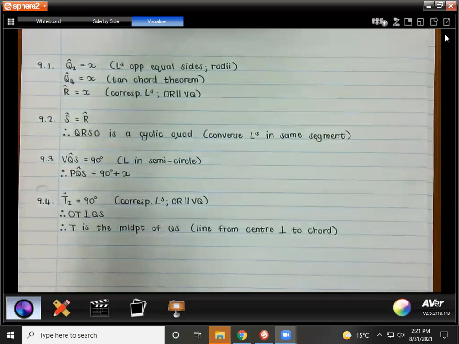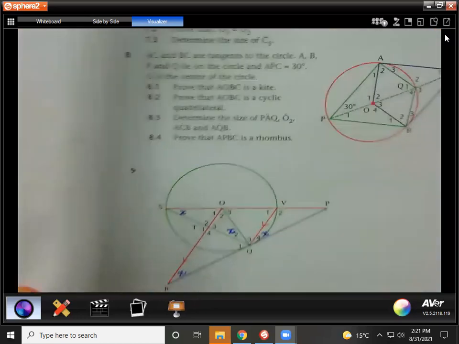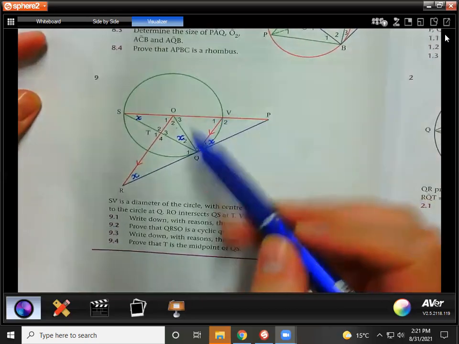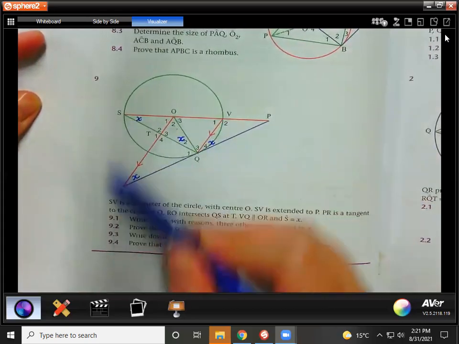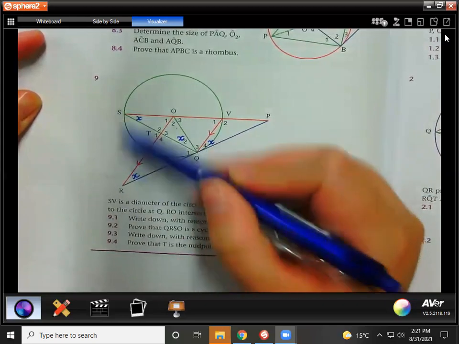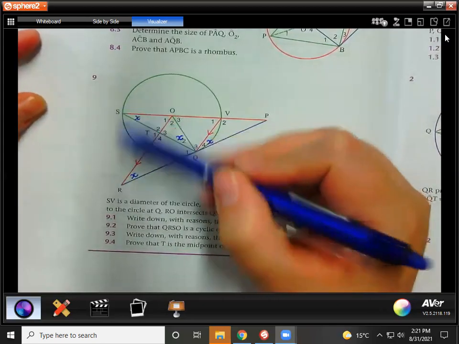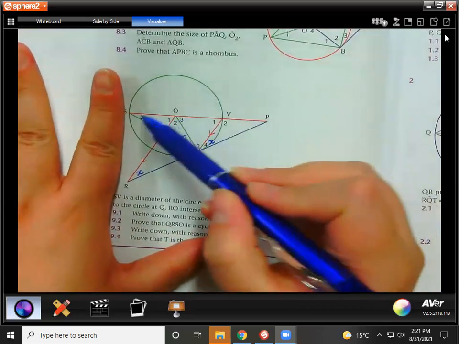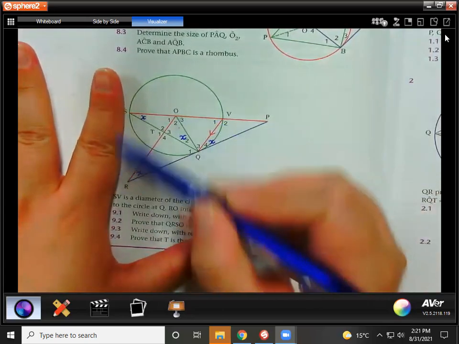Okay, then 9.2, prove that QRSO is a cyclic quad. Now, this was an interesting question. You had to work with angles in same segment, which I think we did an example on a while ago. So they're saying QRSO. Obviously RS hasn't been drawn in, so we need to visualize that, or you can draw it in using a pencil, right? We're going to have a line over there. This is the quad that they're asking us about.